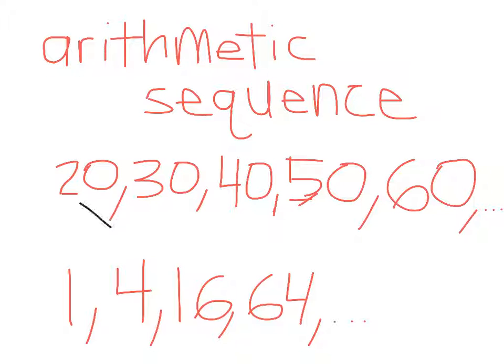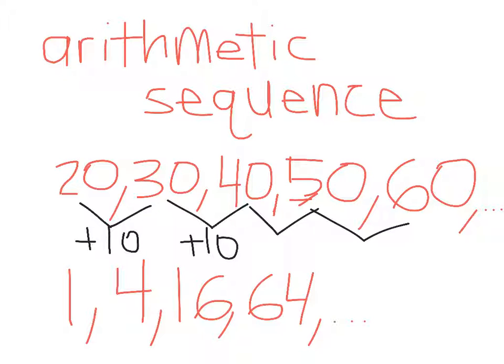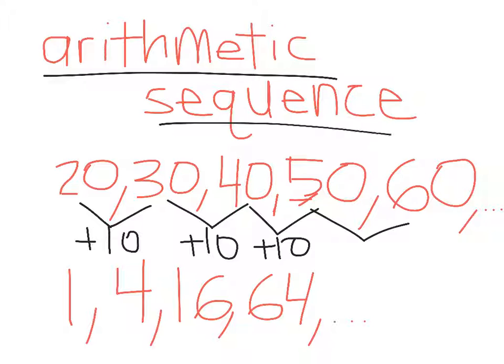the numbers go up 10 every time, right? So you're adding 10 to get to every number. It's the same pattern every time. And so since you're adding the same number every time, we call that an arithmetic sequence. So arithmetic is by adding or subtracting the same amount every time.